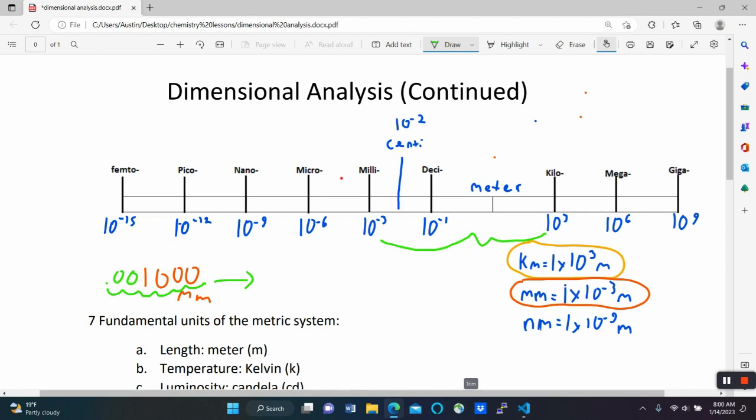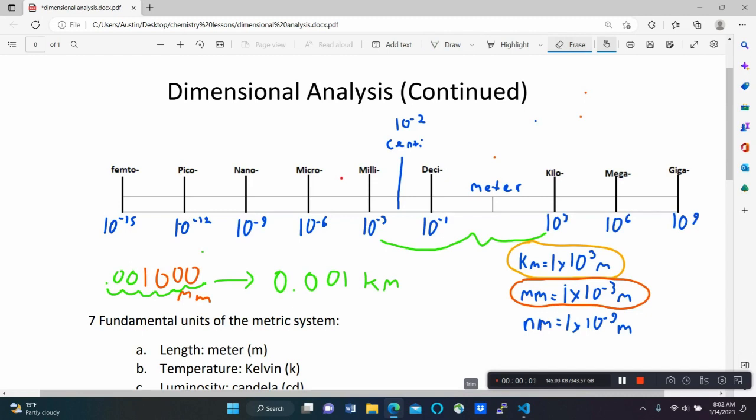So 1,000 millimeters is going to be equal to 0.001 kilometers. So I guess the last thing we should go over is how you know whether to move the decimal place to the left or to the right during any particular unit conversion. Everything actually boils down to your conversion factor.